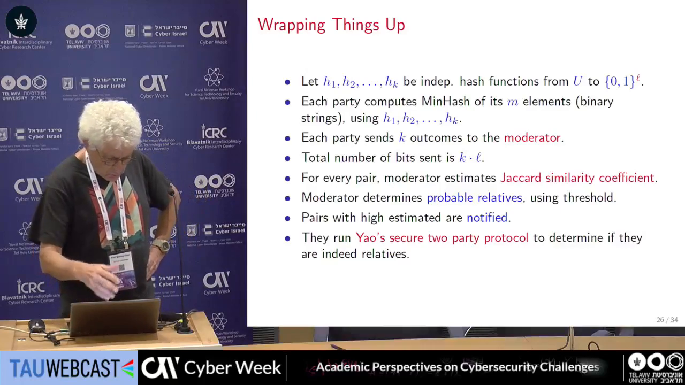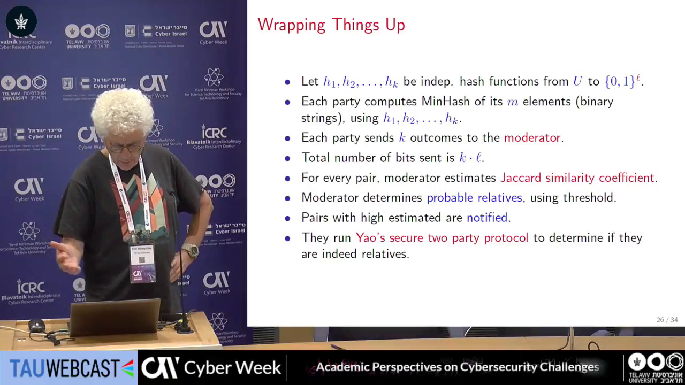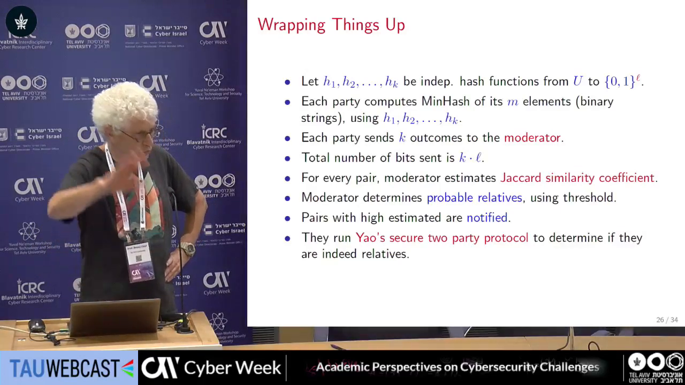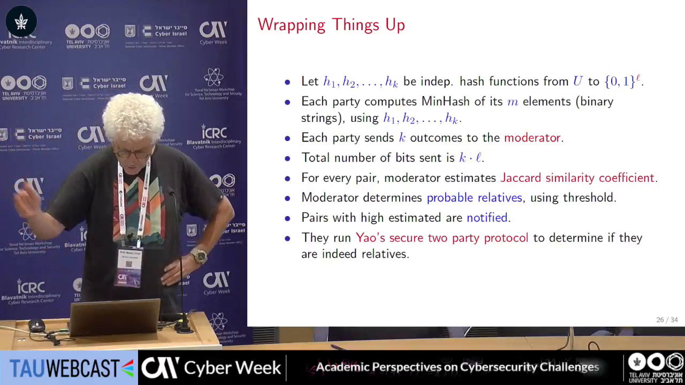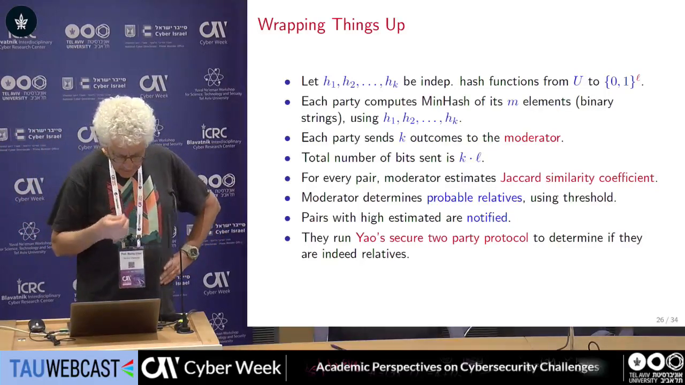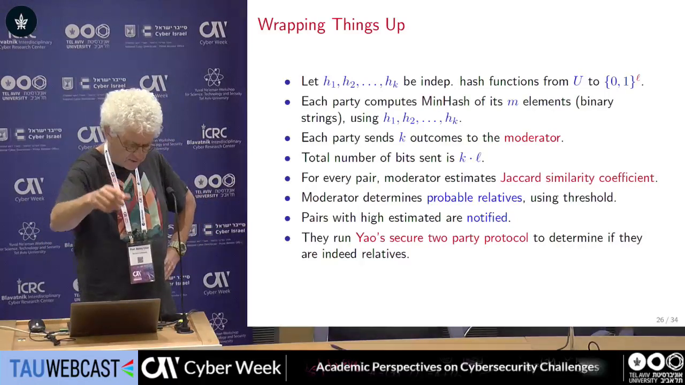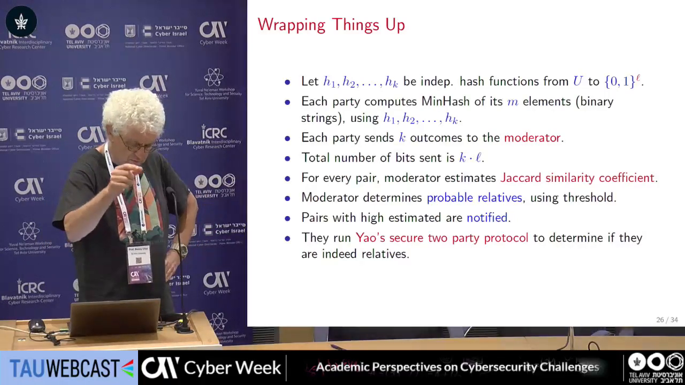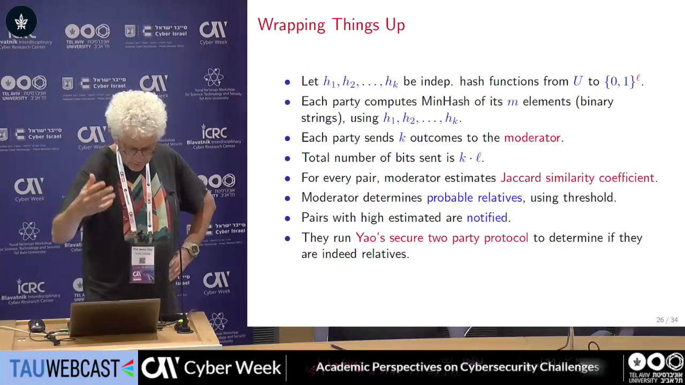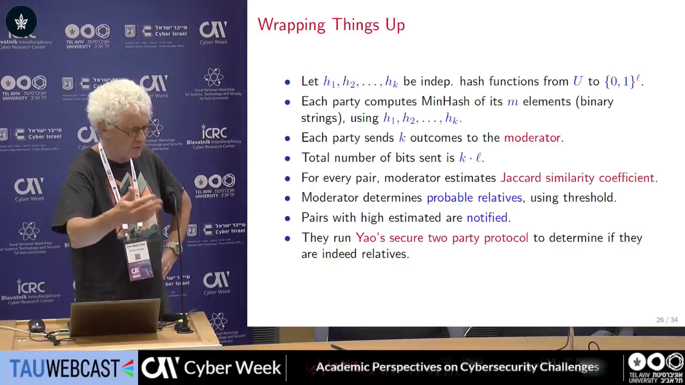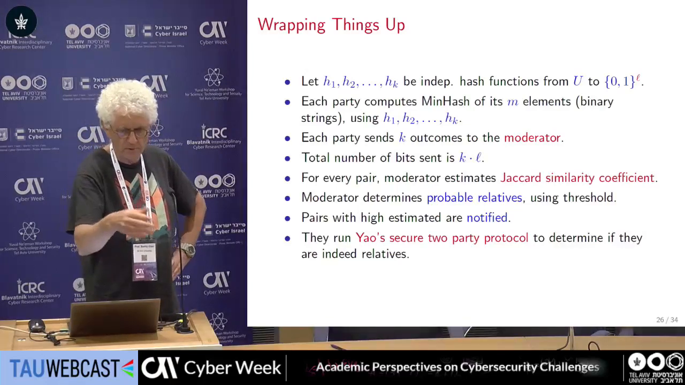Okay, so we assume that we have predetermined hash functions which are known to everybody, let's say H1 through HK. Each party applies these hash functions to all of his intervals, finds the value which is minimal, and sends this value to the moderator. And the moderator counts how many of the minimums are the same.